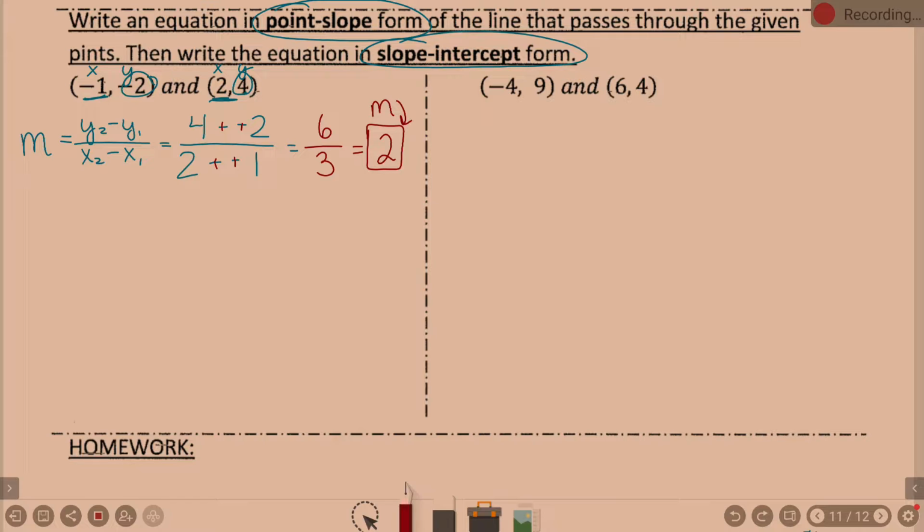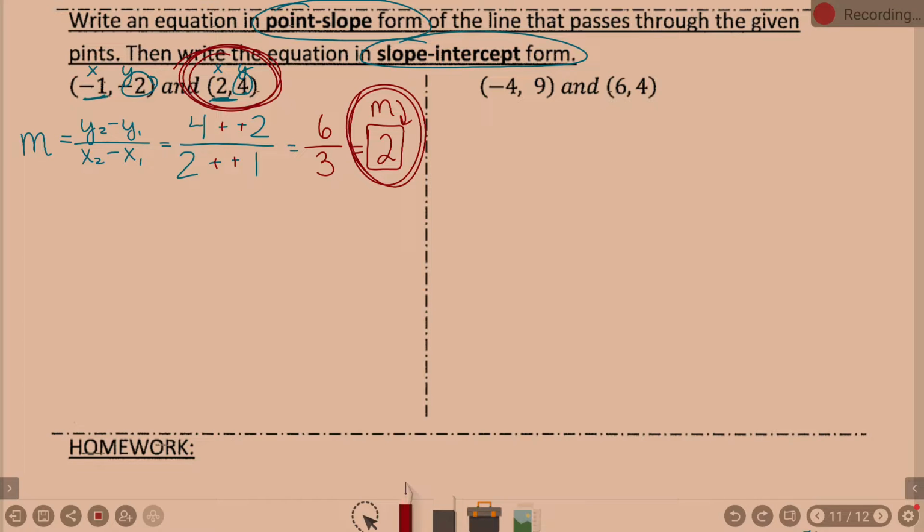Which point do you guys want to use? We can use this point, or we can use this point. Do you want to use the one with the negatives, or the one with slightly bigger numbers that doesn't have negatives? Okay. We're going to use (2, 4), and we're going to use slope is 2.